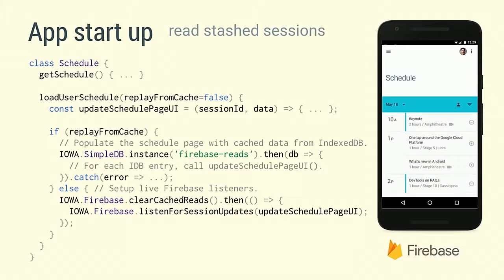This is what it looks like. Pretty simple, actually. So load user schedule. If you're replaying from the cache, we just read from IndexedDB. iOS Simple DB is just a little helper library that we have that promise-ifies, if that's a word, IndexedDB. And so we just read that information from IndexedDB and then just update our UI. And that's the thing that actually does the cyan bar next to the events that you've actually bookmarked. Now, if you're online, that's the easy case. You just basically drop down, and we clear the cache, and we immediately just set up live listeners to Firebase. And so that will subscribe us to the data changes. And we call the same update schedule page UI.